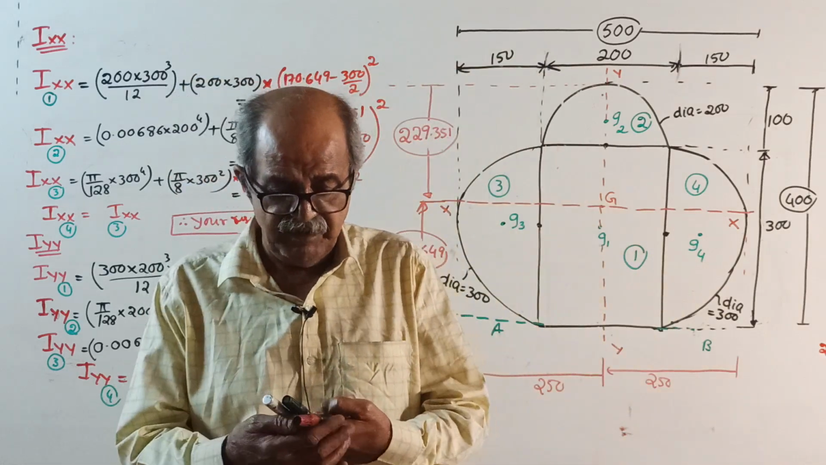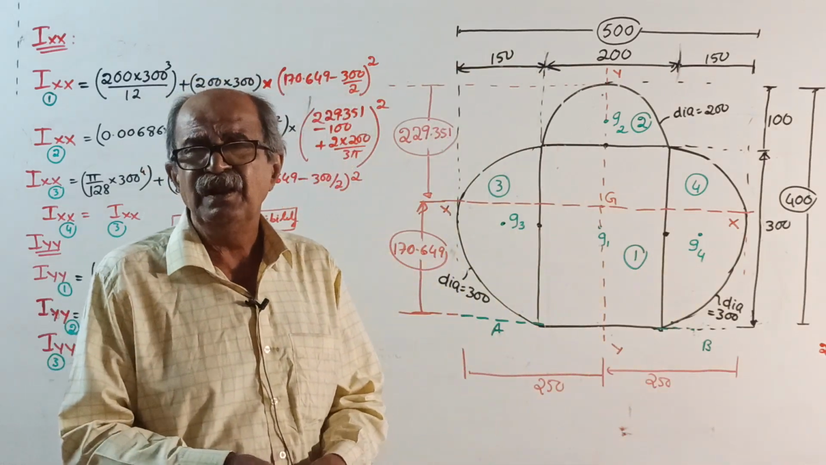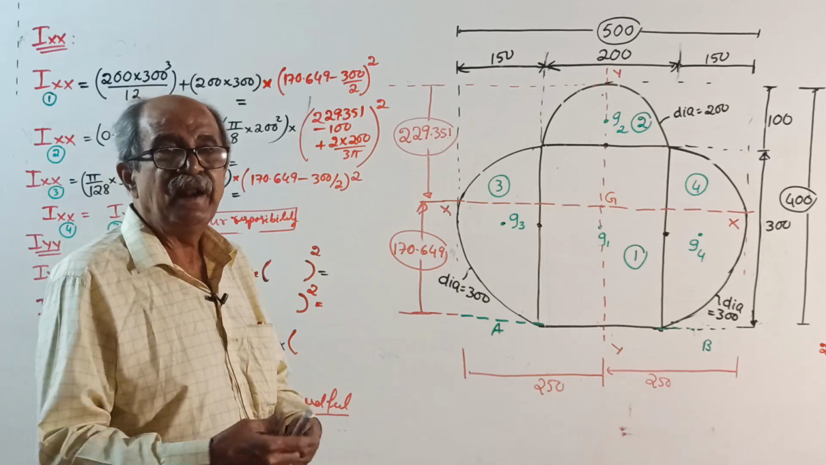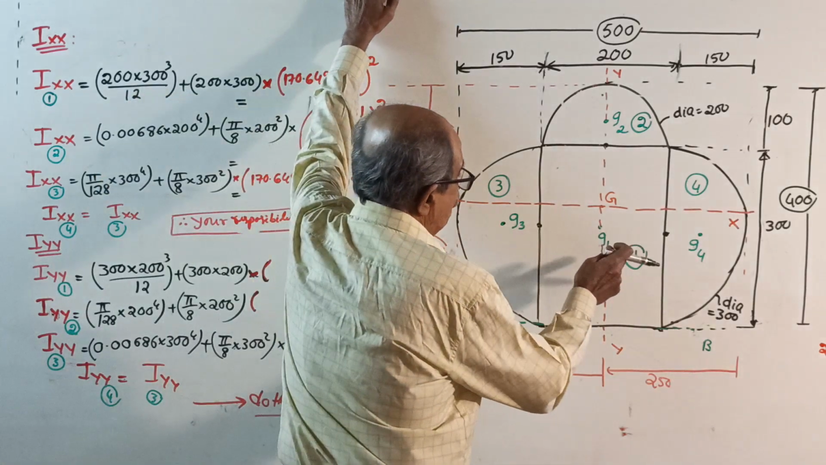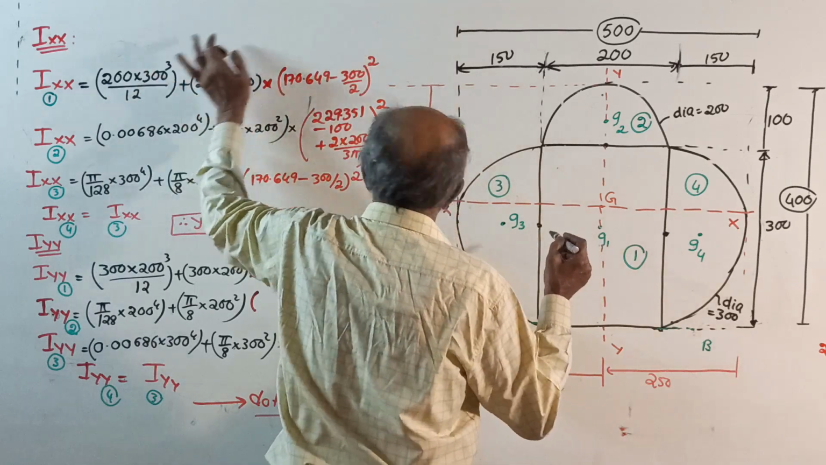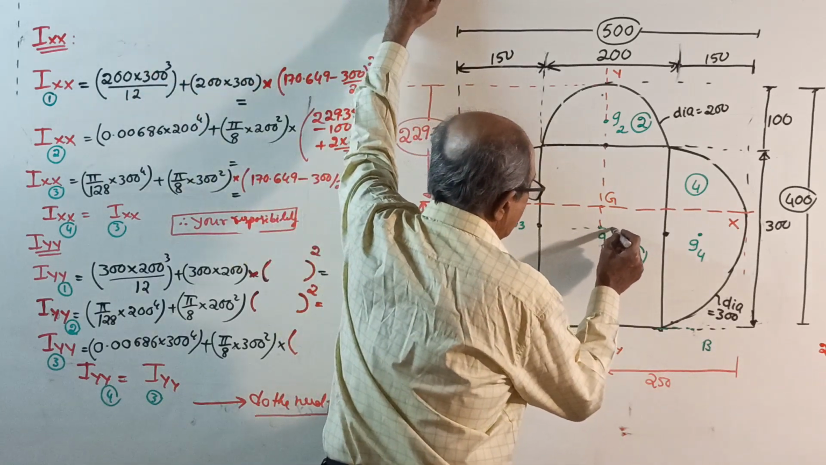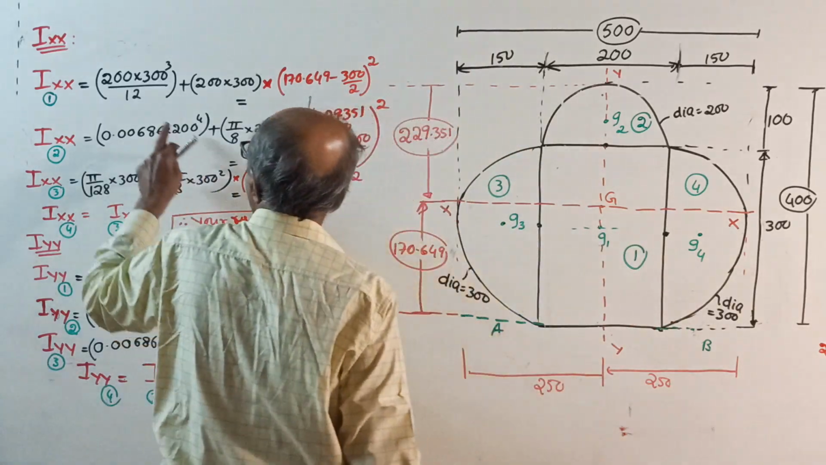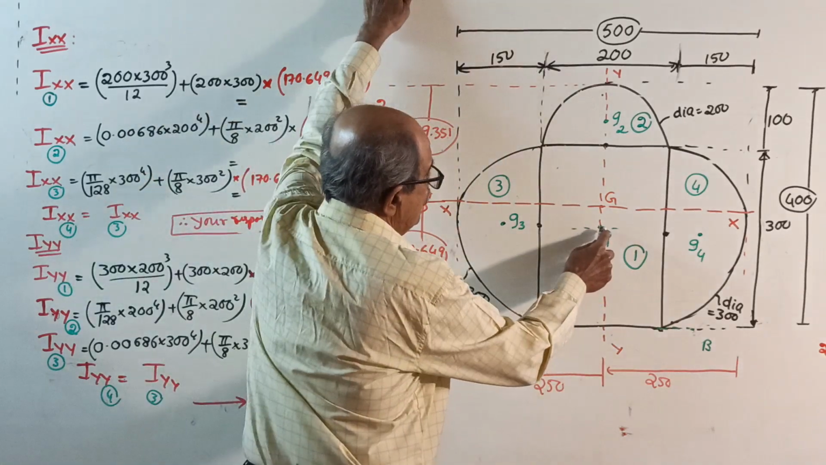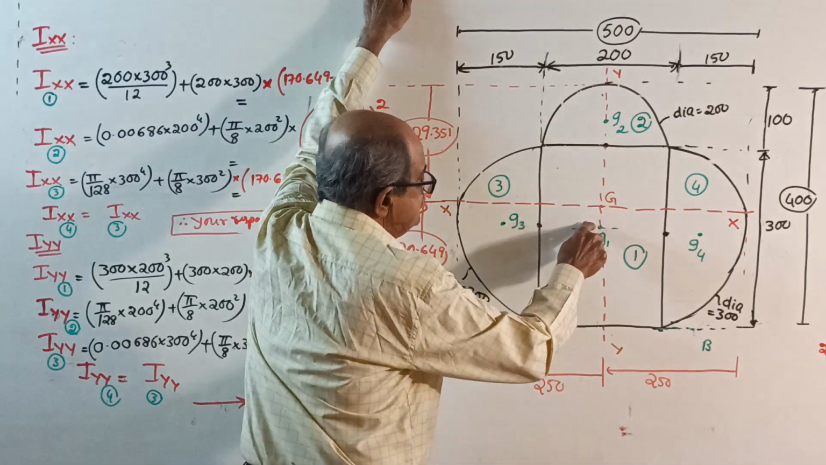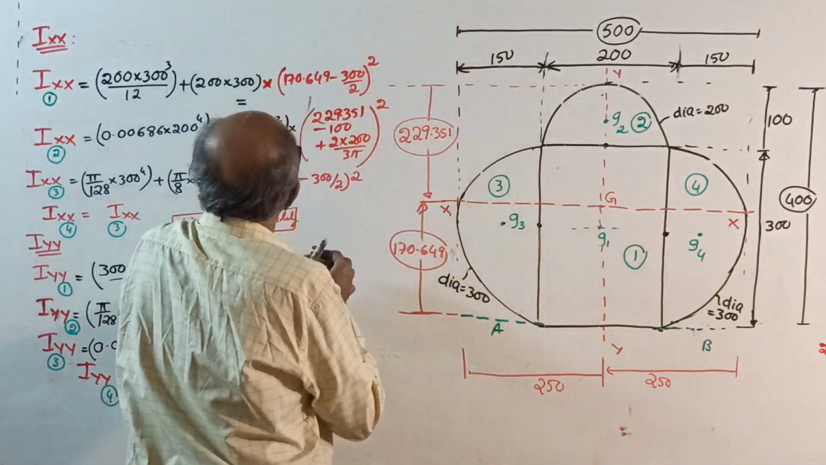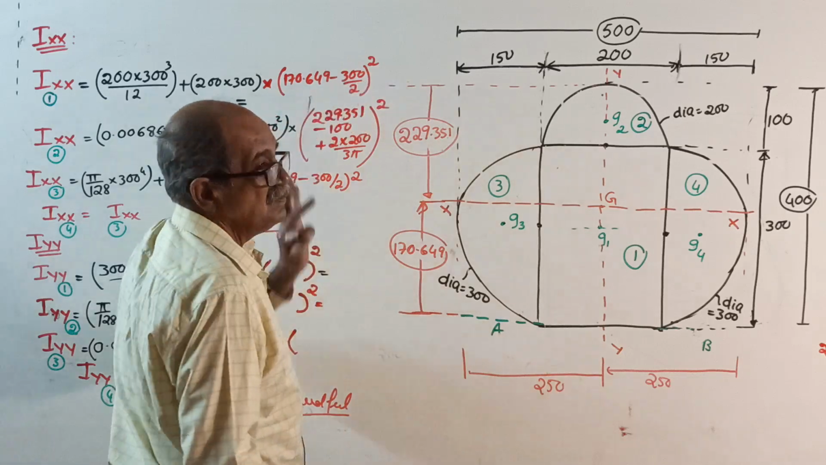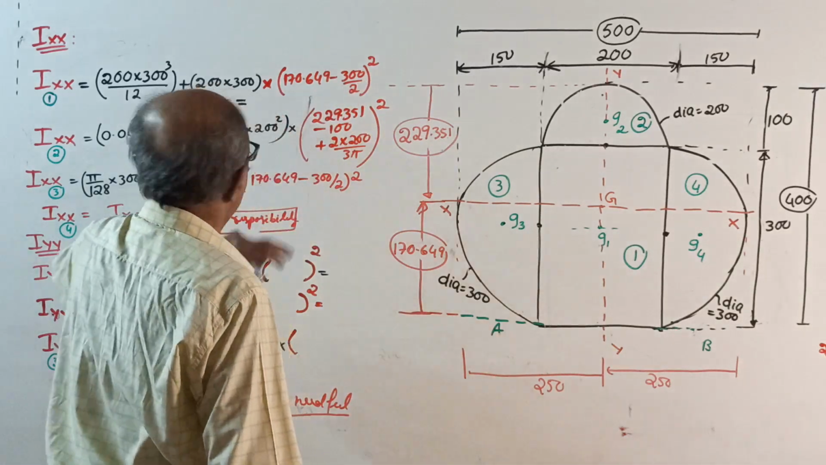Now calculate the moment of inertia. Very simple. You can take a paper, write and check the answer. Start. Figure 1, I about XX. I about its own centroidal axis: 200 into 300 cube divided by 12, plus area into the distance from G1 to XX squared: 170.649 minus half of 300, whole squared. You get the answer. Write the answer.